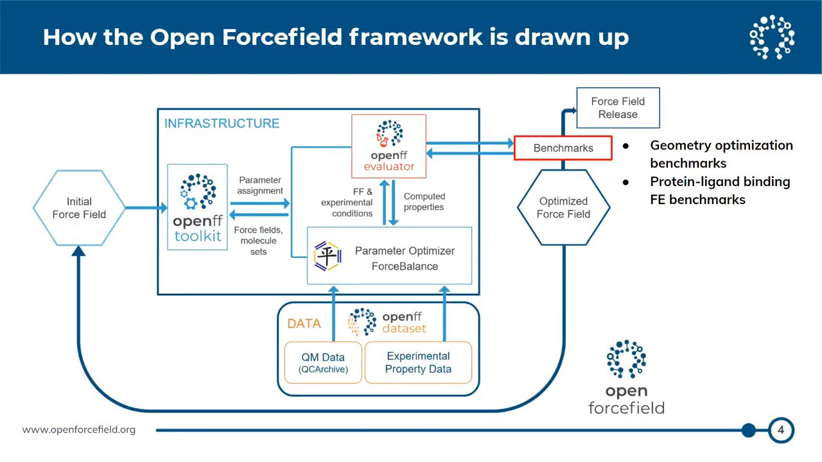I'd like to start by showing a map representing the overall Open Force Field framework. We have an initial force field, which can be translated by the OpenFF toolkit into the infrastructure where it can be optimized. There are essentially two ways to optimize a force field. The main way is pulling data from quantum mechanics for bonds, angles and torsions, and this is done at the QC Archive. The other way is using open databases containing condensed phase physical properties, which together with the QC Archive constitute the OpenFF data set.